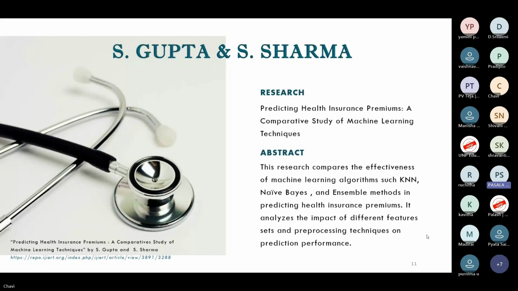S. Gupta and S. Sharma research. They have done the research on predicting health insurance premium, comparative study of machine learning, and this is an abstract. So it analyzes the impact of different feature sets and pre-processing techniques on predictive performance. And they summarized from their research that the gradient boosting is the most suitable algorithm for health insurance premium prediction because it is providing high accuracy and also robustness. Whereas linear regression and decision trees may not be the best choices for prediction because they are providing a low accuracy. Now, Sushma will continue.